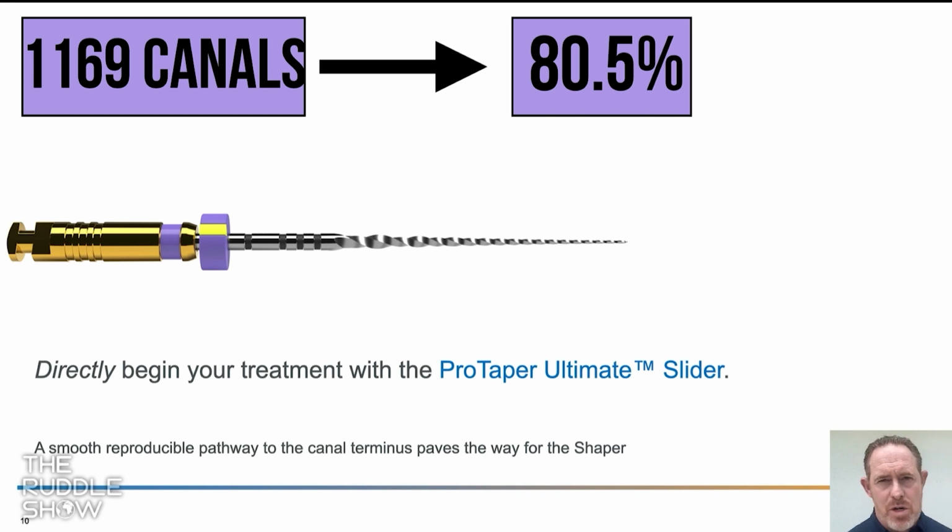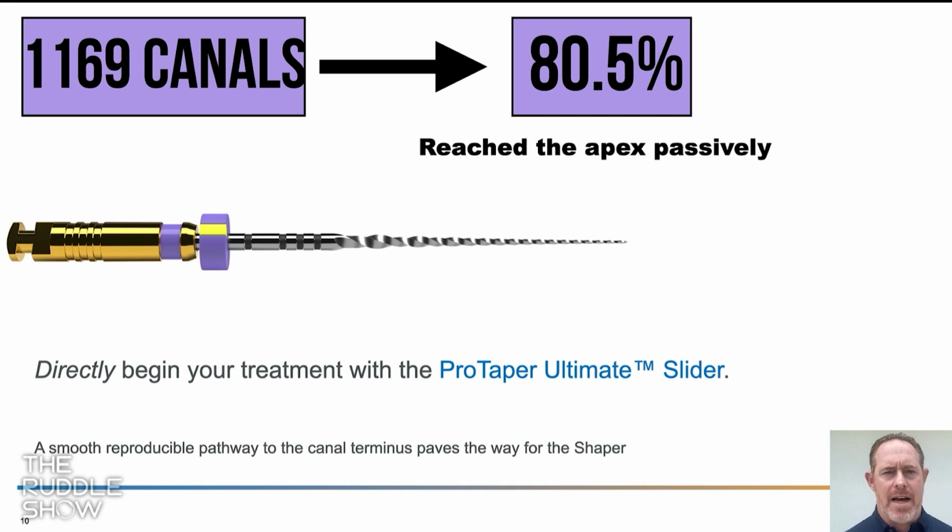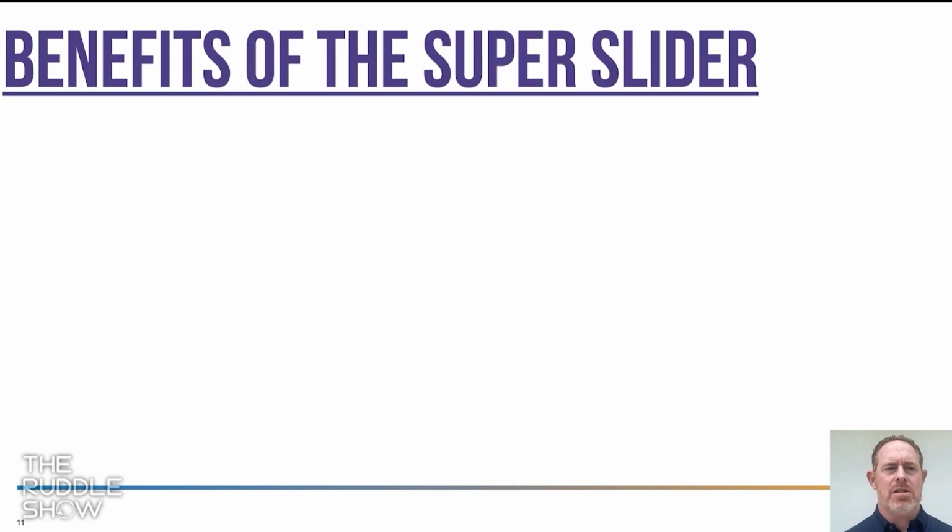Okay, sometimes the first pass, it won't advance down to working length. It might take 2 passes or 3 passes, but a lot of times I'm able to get, 80.5% of the time, down to working length without the use of a hand file. And this is brilliant when I do this. It makes the treatment so fast. Okay, this is where I reach the apex passively. Now, what are the benefits?